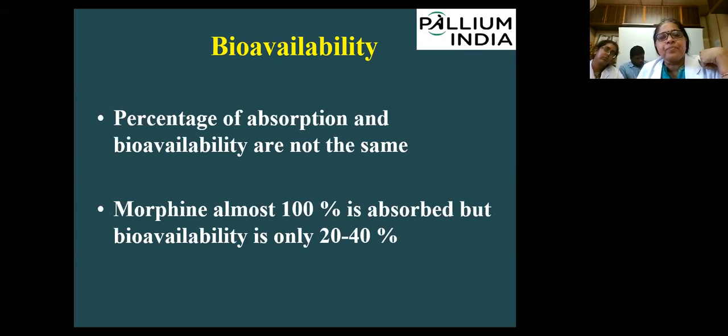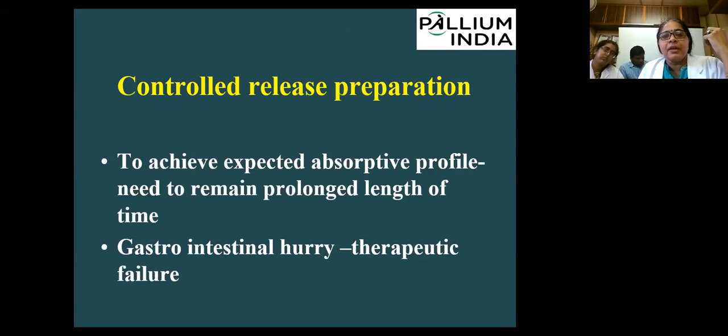What gets absorbed in the body is not the same as the bioavailability, because morphine can be 100% absorbed, but what is available is only 20 to 40%. So that is one more precaution that you need to take when you're giving someone a controlled release preparation. Now in practice, it's very easy to tell. It's rather difficult to sit with a patient and explain the 4th hourly dosing and tell them to take it every 4 hours and the double dose at night and the SOS and all these factors.